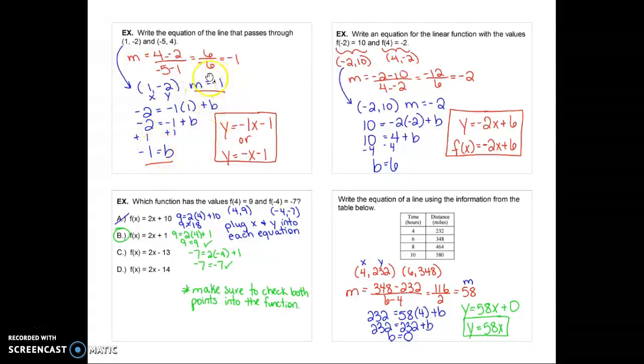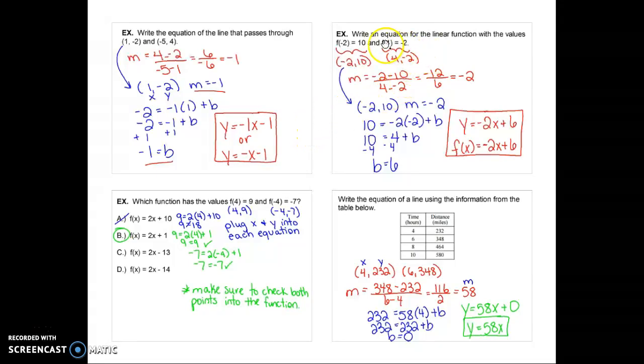Your slope was negative 1. So when you write your equation, either one of these answers is acceptable. You could have y equals negative 1x minus 1, or you can just leave out that 1 and write it as y equals negative x minus 1. Either answer is correct. It's just understood that if there's a negative, there really is a 1 connected to that as well, but you don't have to show that.